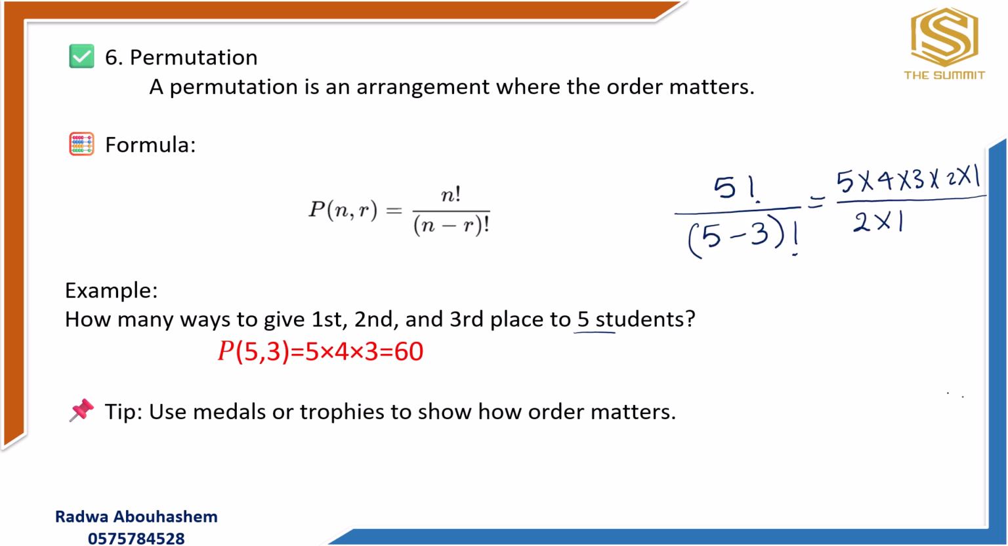So here, 5 students, so 5 factorial, and n minus r. What is r? How many objects or how many people you're going to select? I'm going to choose 3 here. So (5 minus 3) factorial gives me 2 factorial. 5 factorial is 5 times 4 times 3 times 2 times 1, and 2 factorial is 2 times 1. As you see here, I'm going to cancel 2 times 1 with 2 times 1. So 5 times 4 times 3 gives me 60. So the permutation for this is 60.